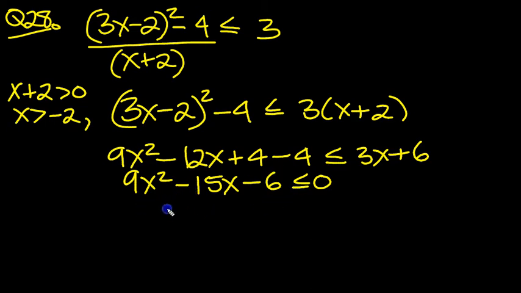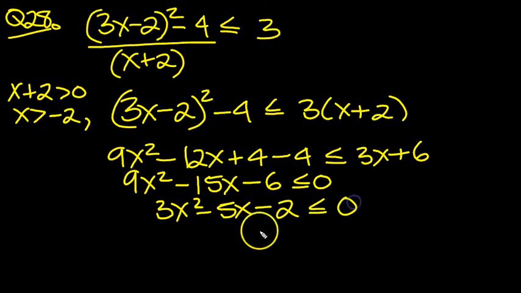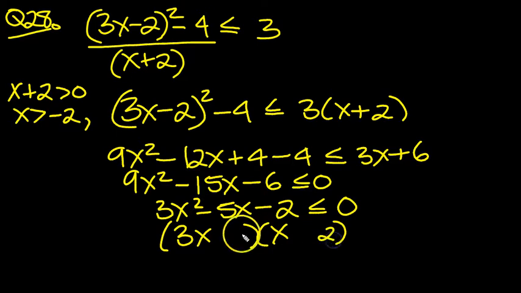Divide by 3 all the way through. 0 divided by 3 is still 0. Factorize 3x and x, a 2 and a 1. This will be a minus and a plus. Let's just check that. 3x², minus 6 plus 1 is minus 5, and then we've got minus 2.